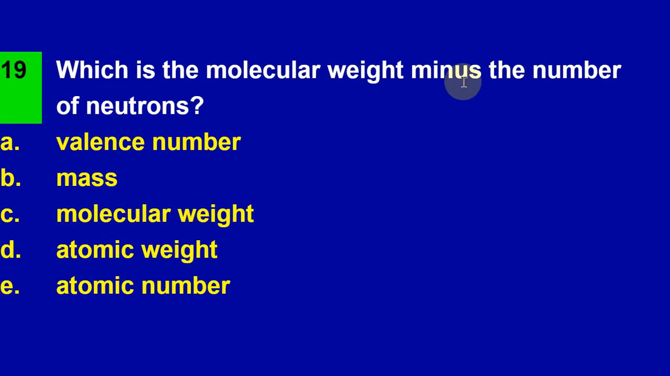Which is the molecular weight minus the number of neutrons? Yikes. Sounds like a math problem. Molecular weight is like sort of everything in the nucleus, right? So you got neutrons and protons in the nucleus. So if you take the neutrons out of the atomic weight, you're pretty much going to get what? The number of protons. Is that the valence number? No. Mass? No. Molecular weight? No. Atomic weight? No. It's the atomic number, right? That's the number of protons.